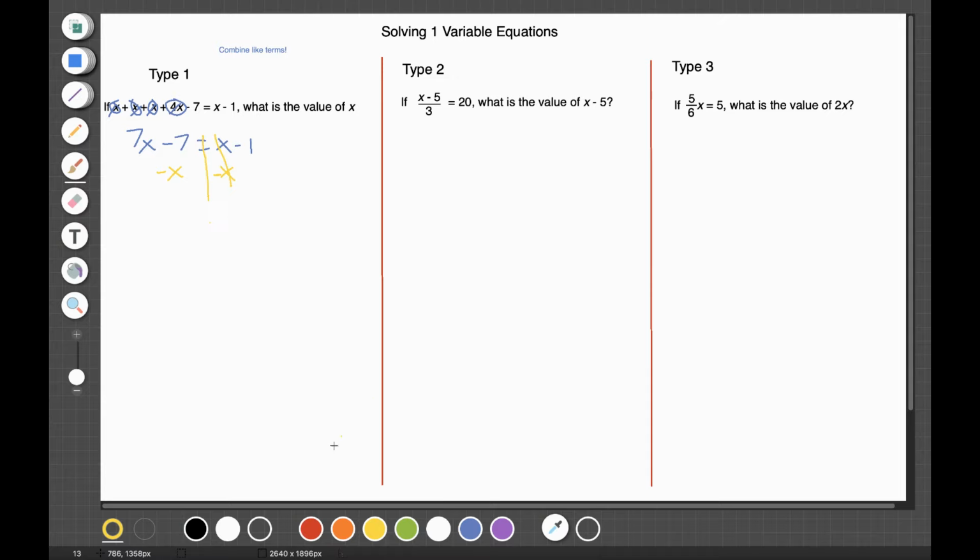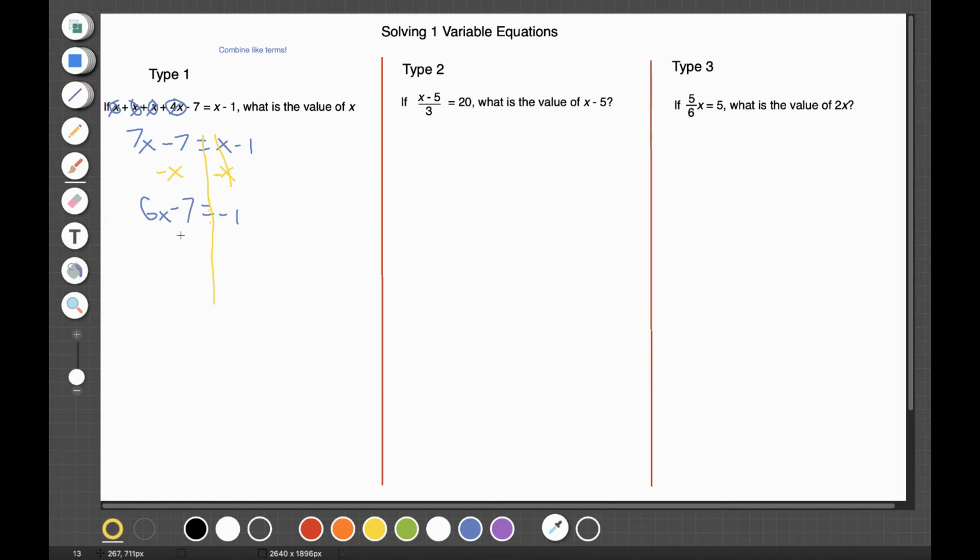So I'm going to do that in blue. And where that x combines to, well, it's with the 7x. So we have 7x minus x would be 6x. So 6x minus 7 equals negative 1. Okay, now we're down to our basic two-step equation. See if you can solve this with the next two steps and see what you get.